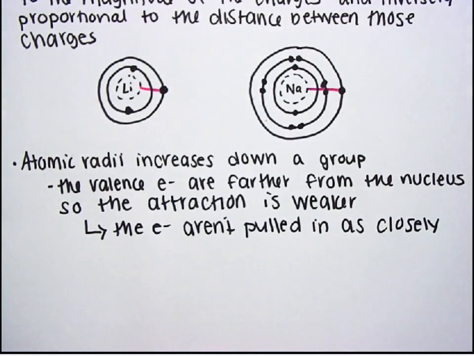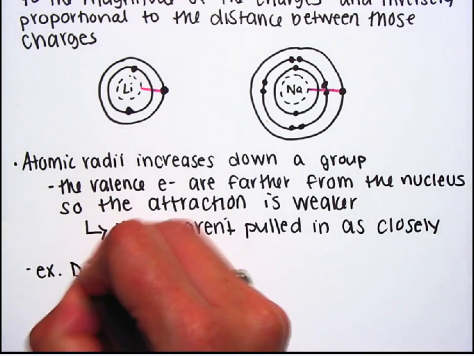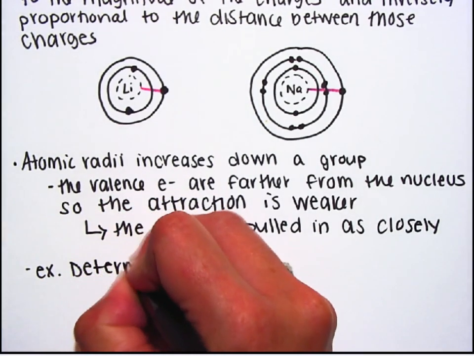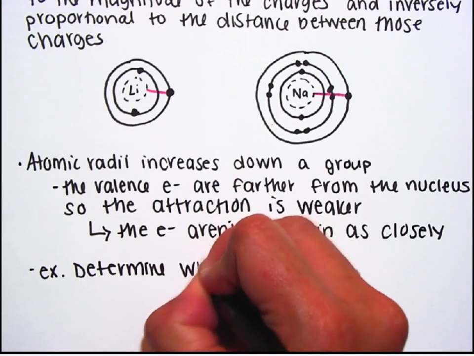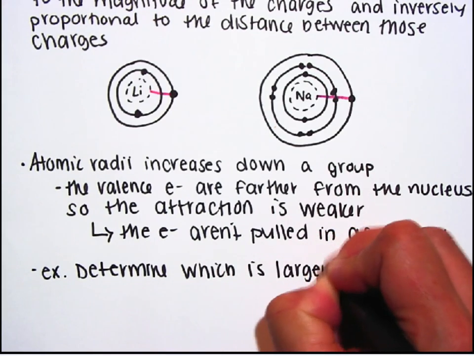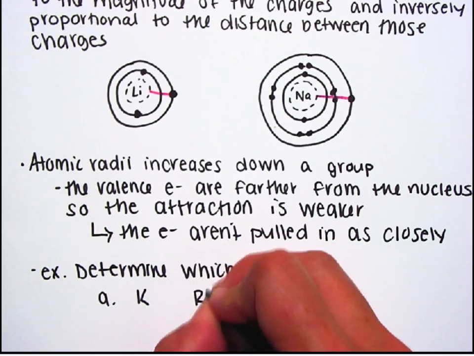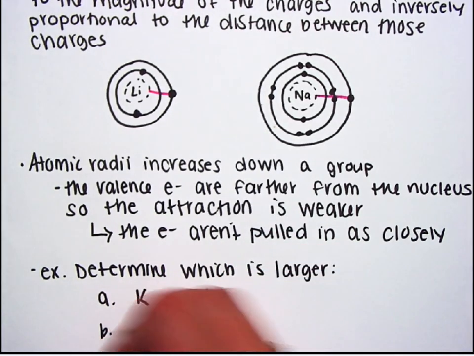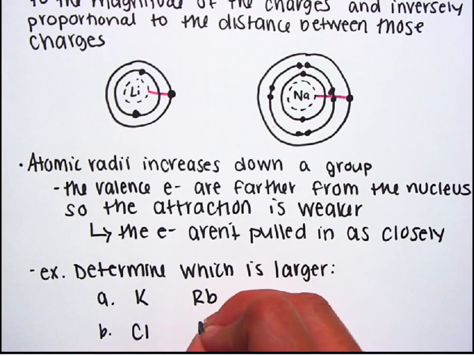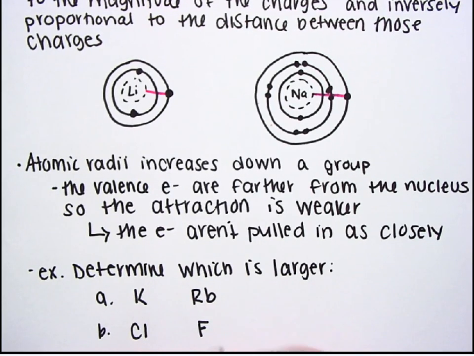So let's do a few examples for atomic radii. Determine which is larger. A, potassium versus rubidium. B, chlorine versus fluorine. C, this one might be a little bit trickier, magnesium versus potassium.